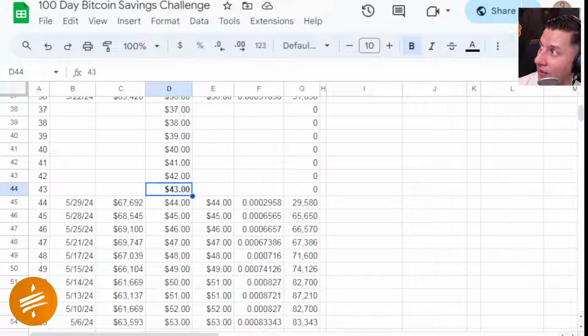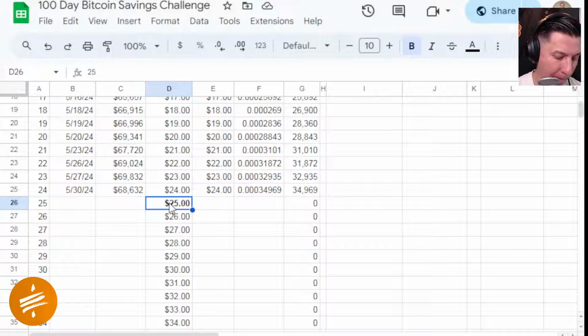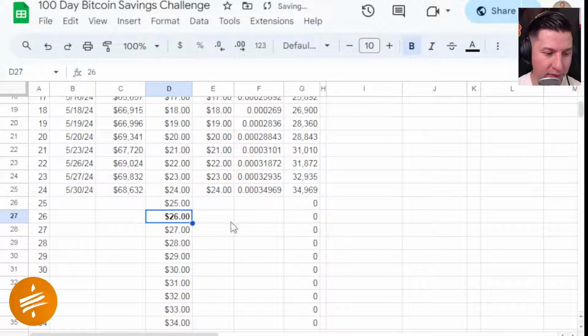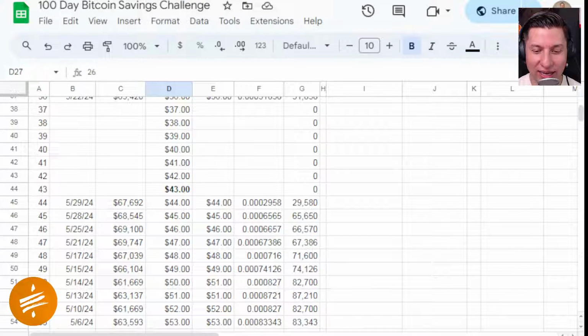Let's see. We did. Oh yeah, we did the $25 stack on Monday. Sorry, on... there it is. We did the $25 stack on Friday. Okay, so today we do the $26 stack or the $43 stack. I'll put a poll up in a second after we do our purchases.